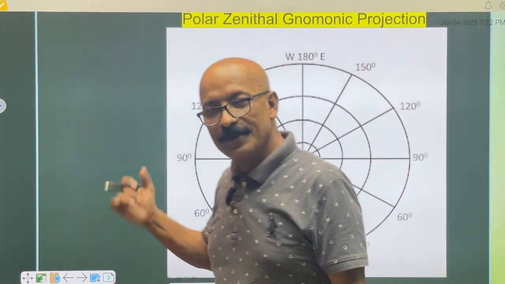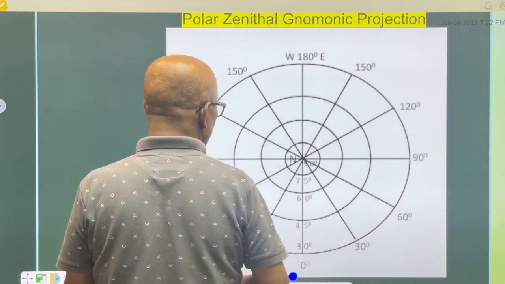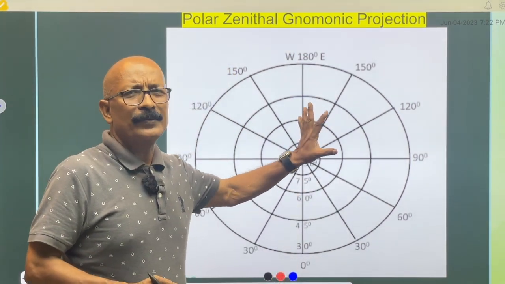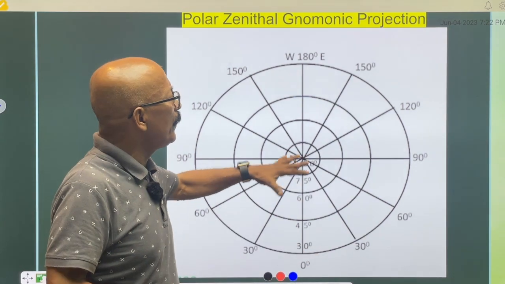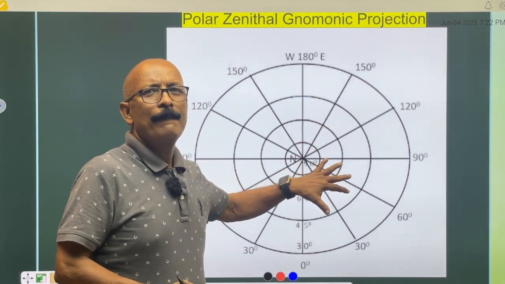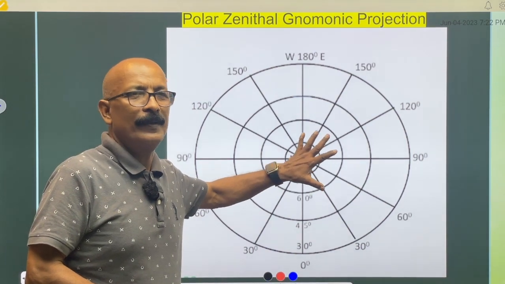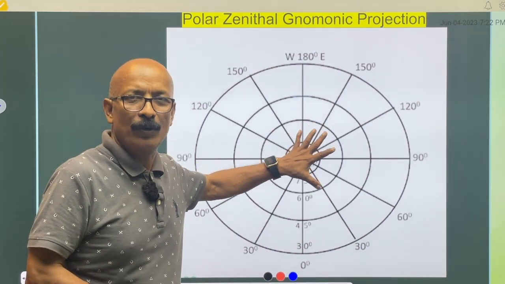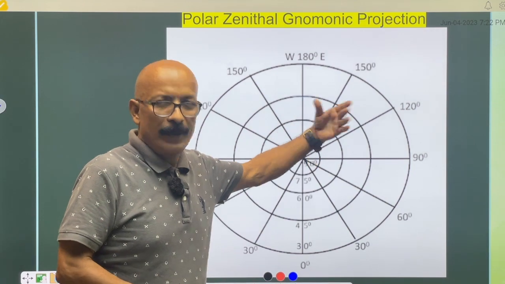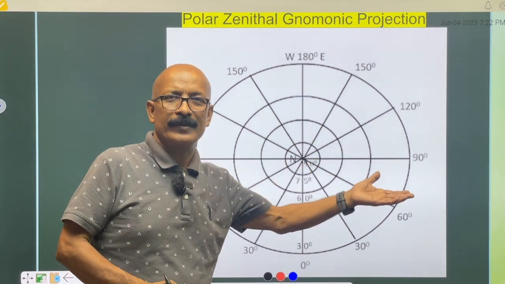Now you see, this is called the polar zenithal gnomonic projection. How it is drawn, the graticules, is a separate thing. Today in this video we will just see the technique to write down the properties of a particular zenithal group of projection. It is the gnomonic projection, then we will get stereographic, orthographic, equivalent, equidistant, like that.